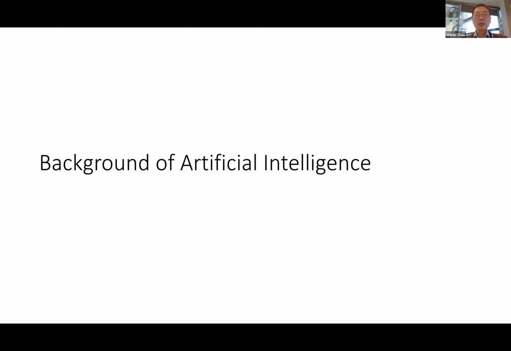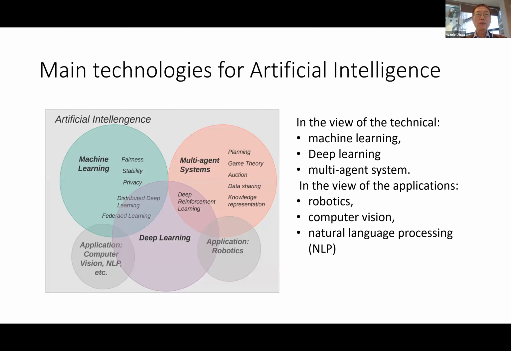So let's look at some background in AI. I think many of you have been working in AI for quite a long time. I know Said has been working in intelligence right from the beginning, so you are really expert in AI, much more knowledgeable than I am. From my understanding, there are many different technologies in AI: machine learning, deep learning, multi-agent systems, and from the application side, robotics, which Said is an expert in, computer vision, NLP, those sorts of things. Deep learning was part of machine learning, but has now become an area of its own because of the new technologies we have recently seen, so I put it as a separate area.